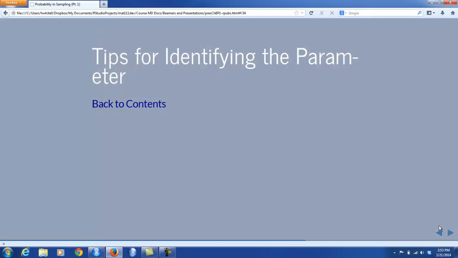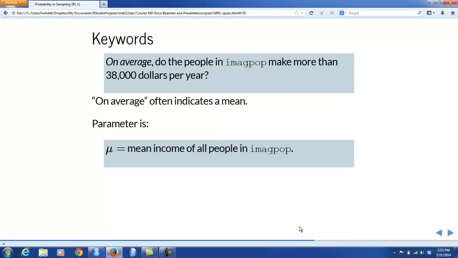Now, I'd like to talk about some tips for identifying the parameters of interest that emerge from various research questions. One tip is to pay attention to keywords. For example, look at the research question, on average, do the people in a MAGPOP make more than $38,000 per year? The term on average often indicates interest in a mean. Here, a natural choice for the parameter of interest would be a mean. Let mu be the mean income of all people in a MAGPOP. And then your research question boils down to, is mu bigger than 38,000?